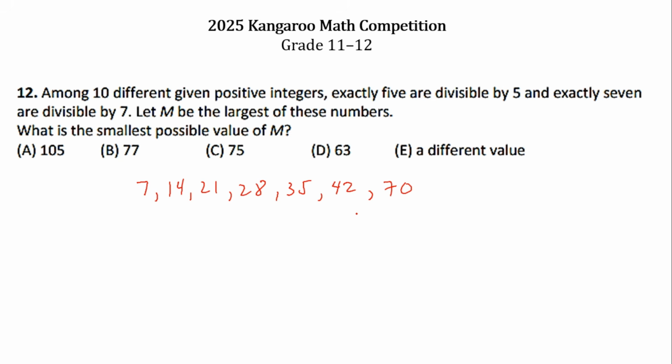Since there are 10 positive integers in the list and 5 of them must be divisible by 5 as well, then we must include 5, 10, and 15. Alright, so 5, 10, and 15. Now we have the complete list of the 10 positive integers. So the value of m here is 70. And so the answer is not among the options from A to D. So the answer here is option E.